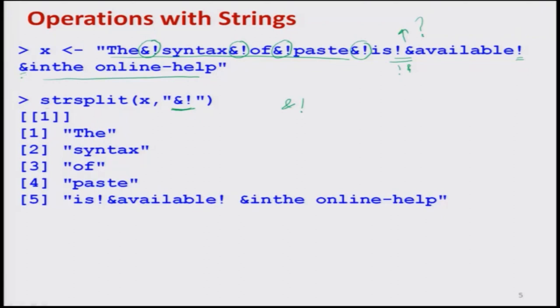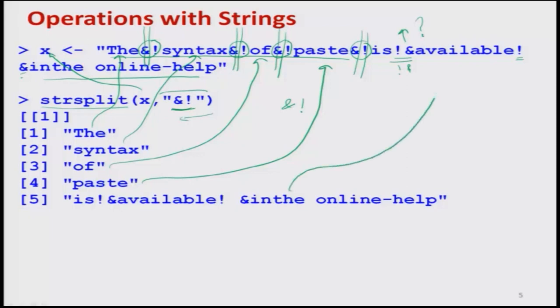So when I use the command strsplit on this vector x with a separator like this one, then what do we expect? The split should happen here, here, here, and here. And this is the outcome that you see here. The first is coming from here. The second is coming from this syntax, the third is coming from here, the fourth is coming from here, and all the rest is coming from the remaining part. So you can see that by using different types of logical operators you can do it, and similarly we would like to first see what happens when we do it over the R console.